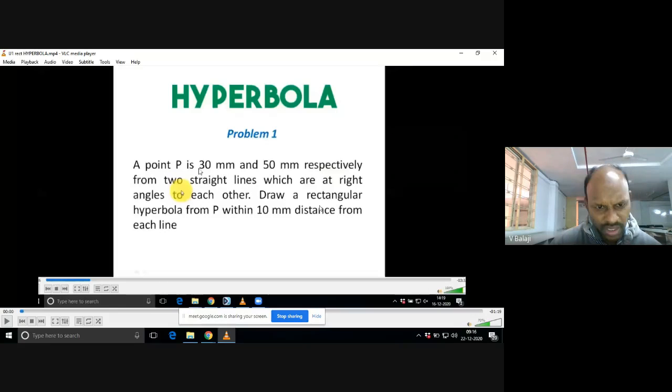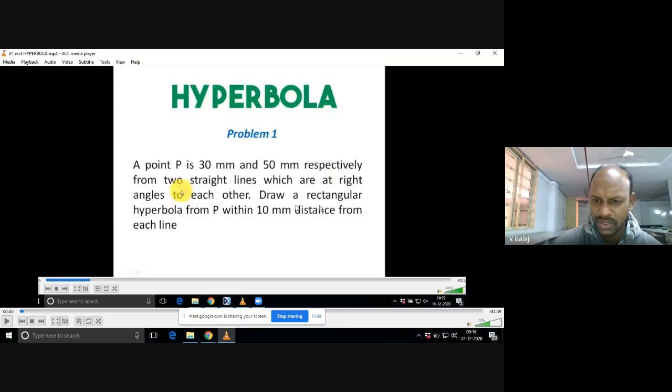On the hyperbola generally we have so many points, right? Passing through all the points we are able to construct the hyperbola. Here only a single point P is given. It is 30 mm from one straight line, and there are two straight lines, right? And the point is at a distance of 50 mm from the other straight line. So now we are ready to construct the rectangular hyperbola.